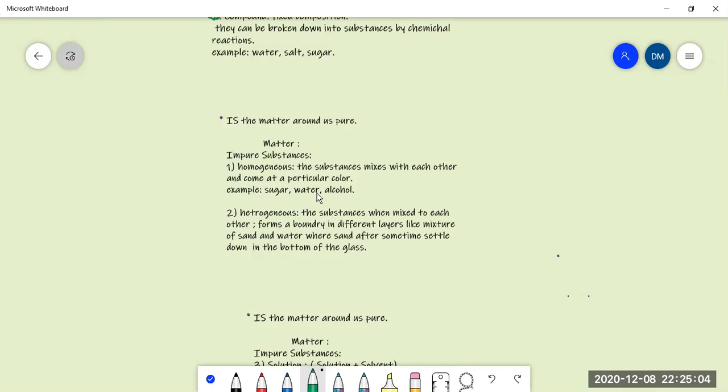The next is heterogeneous. It is the substance which is mixed with each other and forms a boundary in different layers, like a mixture of sand and water, where the sand after some time settles down at the bottom of the glass. So students, you might have learned about it. Now let me just scroll it down.